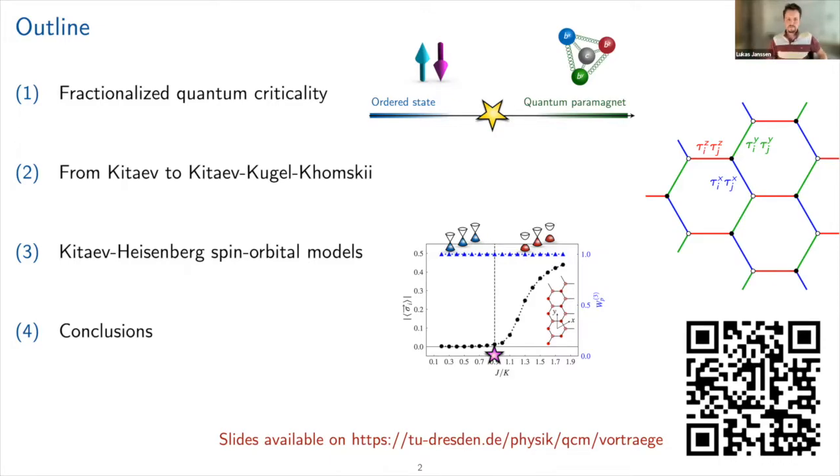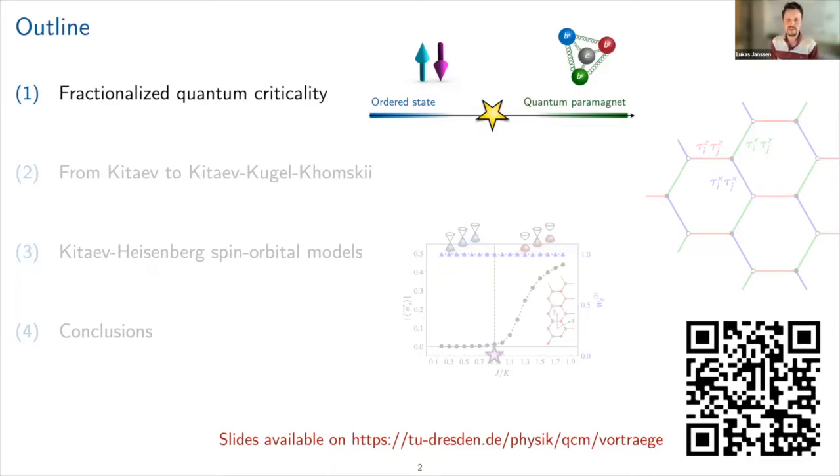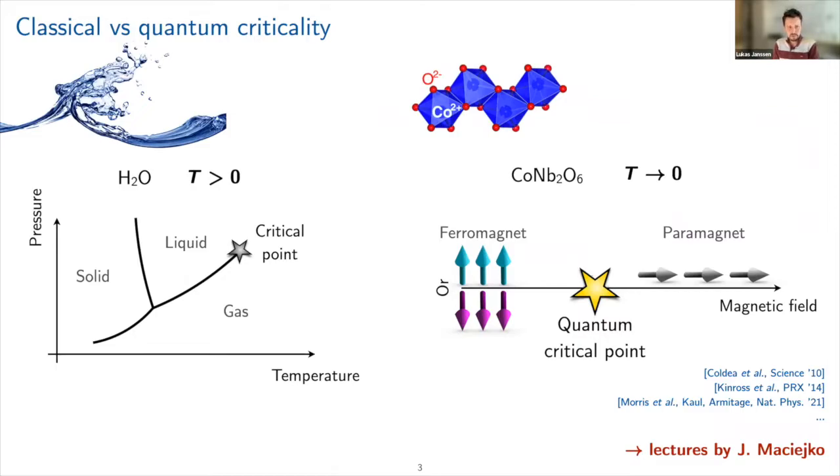So to start off, what do I mean by a fractionalized quantum critical point? You have heard a very nice introduction to quantum criticality in Joseph's lectures. Quantum criticality is typically introduced as a zero temperature version of a classical critical point. A very well studied example is the transverse-field Ising model, realized to very good approximation by the magnetic insulator cobalt niobate in an external magnetic field. It shows a transition between a ferromagnet and a field-induced paramagnet, in the 1+1-dimensional Ising universality class, which can be mapped to the two-dimensional thermal universality class.